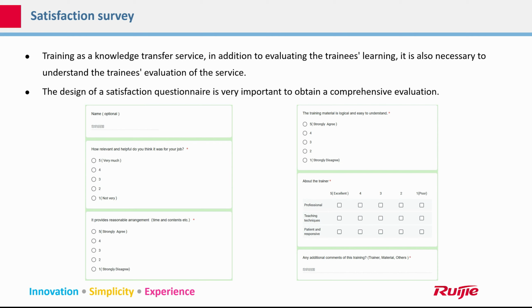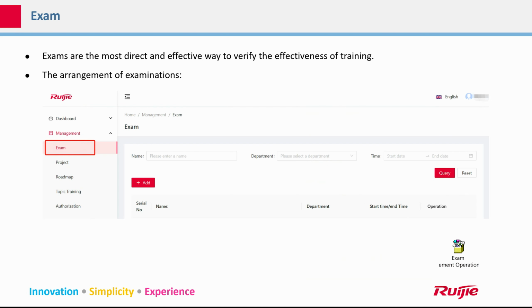For example, whether the trainer is professional, whether the teaching technique is good, or whether the trainer is patient and responsible, right? And the last point is some additional comments on the training. For example, if they have some further training requirements, or if they have some suggestions about the trainer, about the material, or about any other parts of the training.